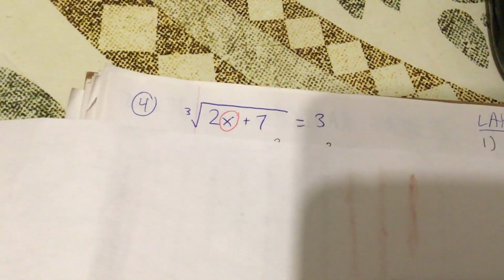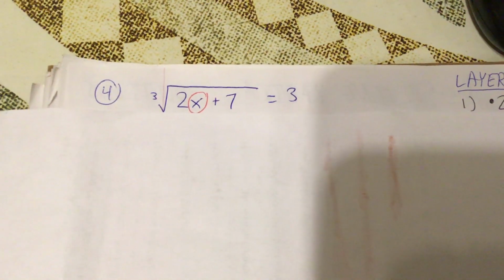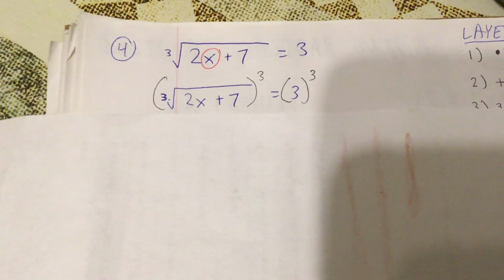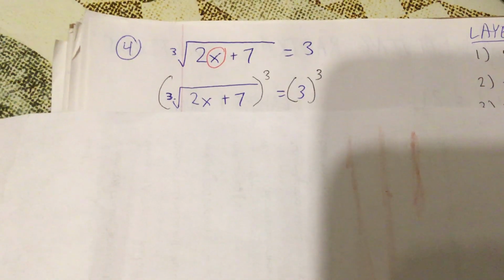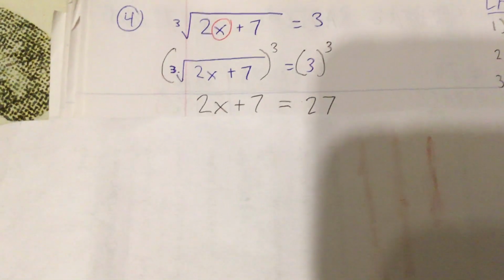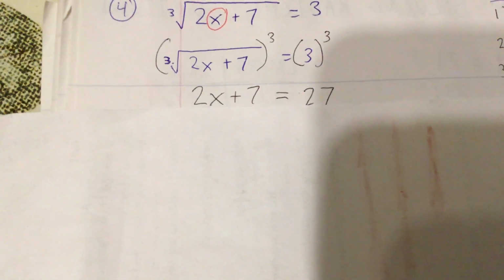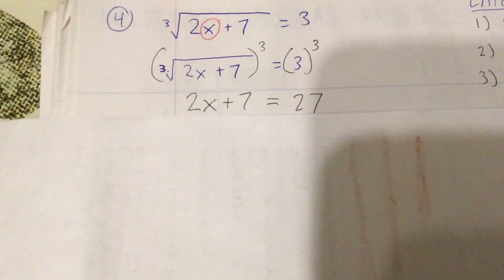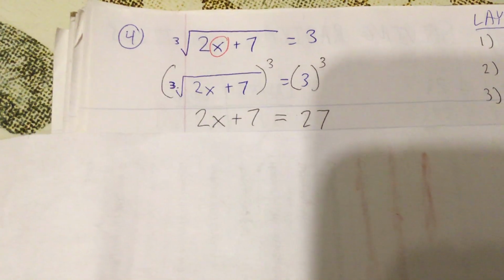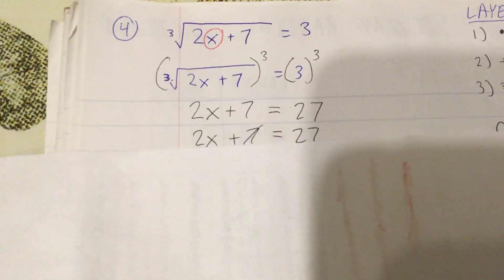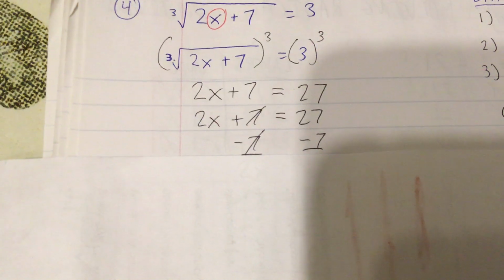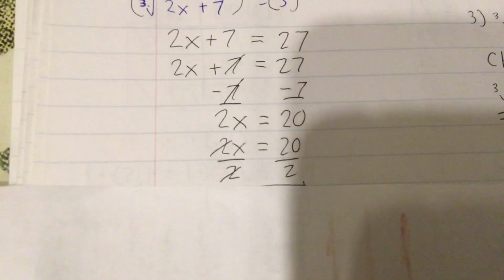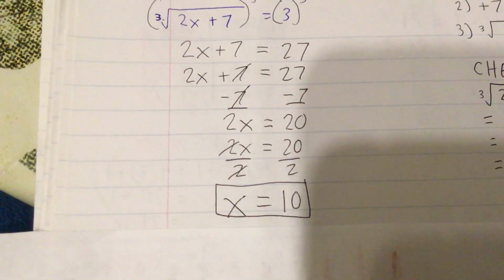So first things first, I'm going to cube both sides. So if I cube both sides, I get the cube root of 2x plus 7 getting cubed is equal to 3 cubed. That cancels out the radical, so I get 2x plus 7 is equal to 27. And come on, that's just algebra right there. I mean, this whole class is algebra 2, but that's algebra 1 at this point. So 2x plus 7 is equal to 27. I'm going to subtract 7 from both sides. 2x is equal to 20. And I'm going to divide both sides by 2 and get x equals 10.